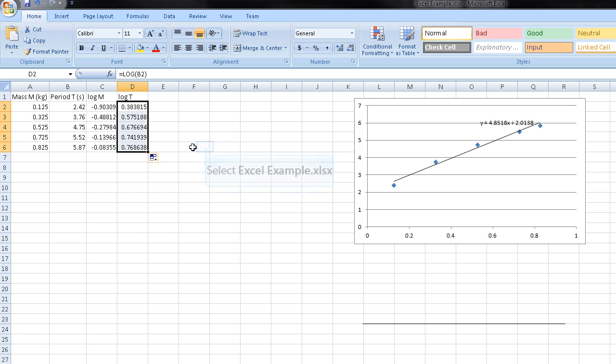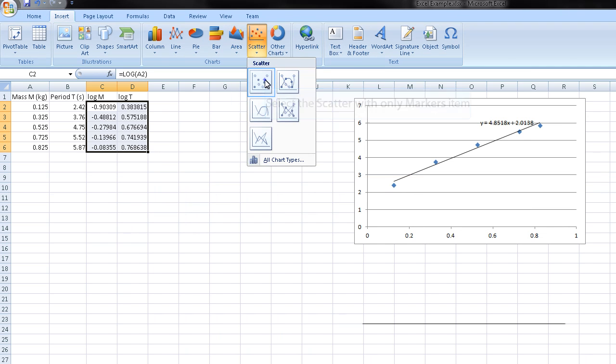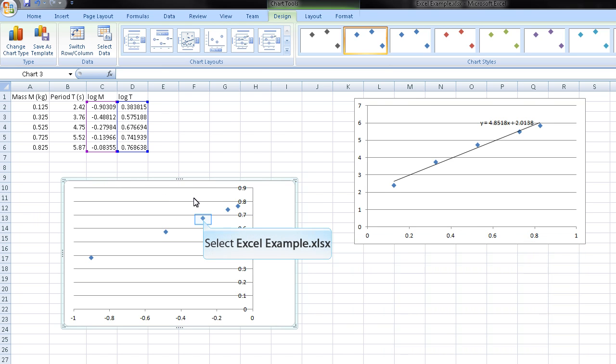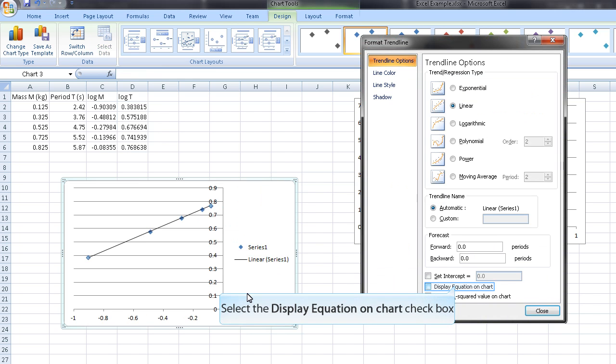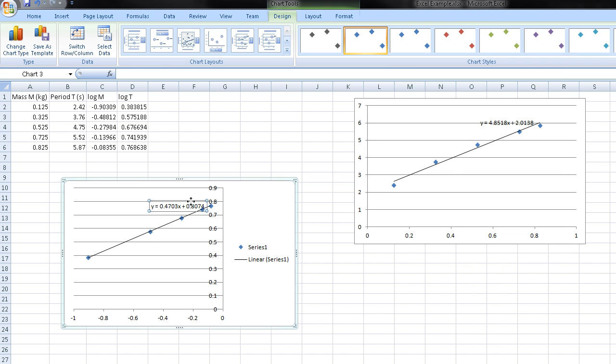And now we're going to plot, once again, the mass on the bottom versus the period. So go to insert, scatter. So we come back over here. Now we try to fit a linear trend line to this. As you can see, it is a much better fit. We display the equation on the chart, and the slope is about 0.4703. So this means that our n is about a half.